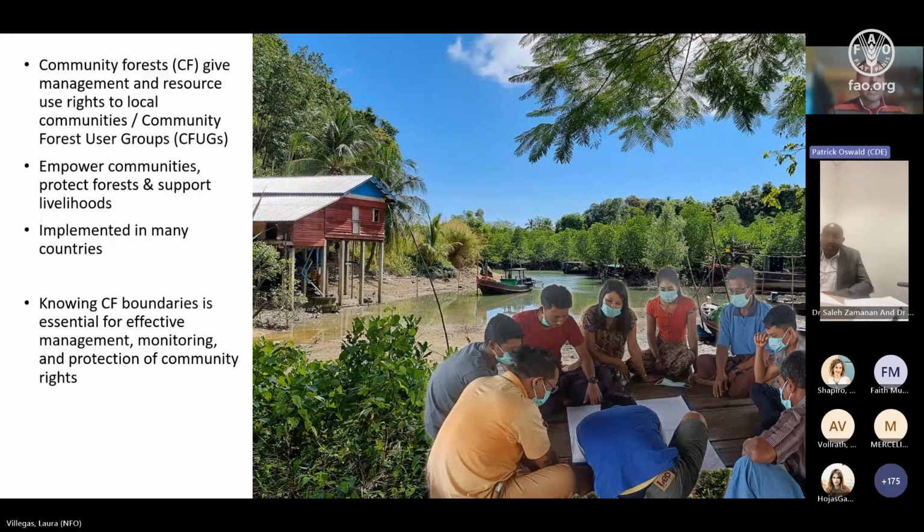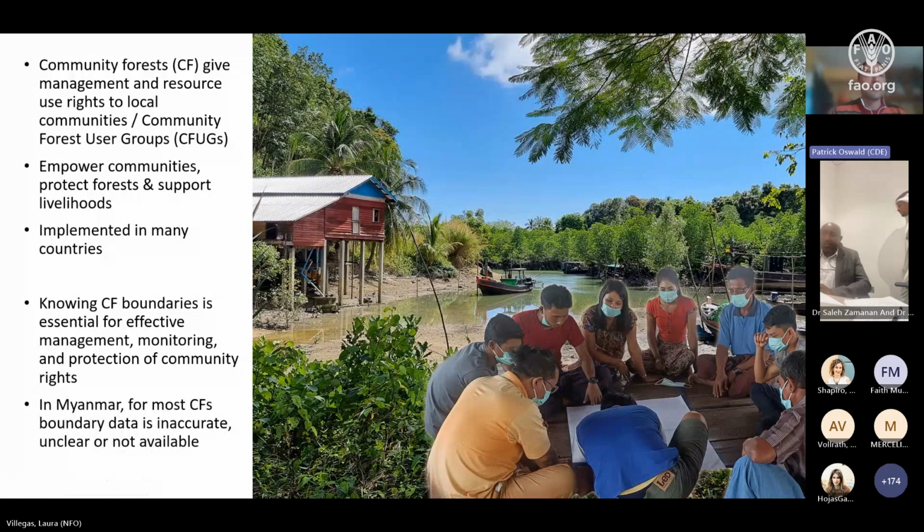Community forests usually, as I say, are area-based. So it's really important to know what the boundaries of those community forests are to have effective monitoring, to have effective management, to use them, for example, for REDD+ schemes and so on. Unfortunately, in Myanmar, as in many other countries, at least in Southeast Asia, boundary data for community forests are often either not available or of rather poor quality, inaccurate, or not at a scale which would be fit for purpose for many activities, including carbon monitoring, for example.